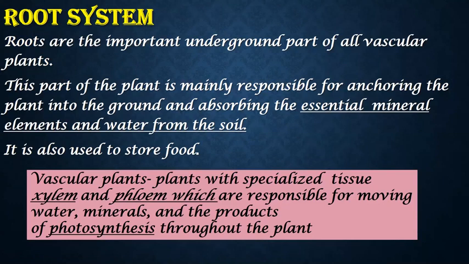Root system. Roots are the important underground part of all the vascular plants. What are vascular plants? Plants with specialized tissues called xylem and phloem, which are responsible for moving or transporting water, minerals, and the products of photosynthesis throughout the plant are termed as vascular plants. So, roots are found in all the vascular plants.